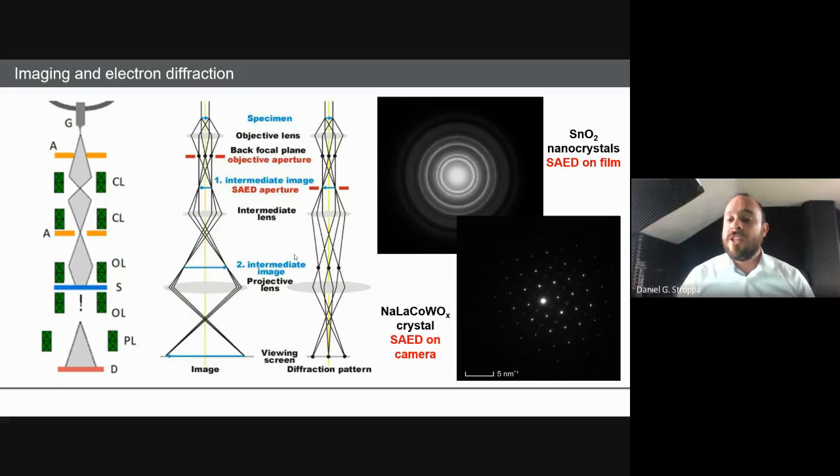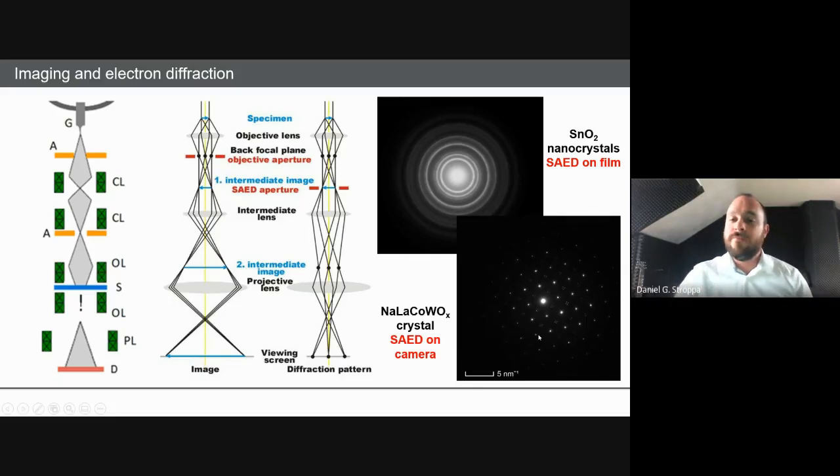And if you push the button and go back to the imaging mode, what you're telling the microscope is, now I want to look at the first intermediate plane. You'll be looking not at the diffraction, you'll be looking at the real image. So this is the region of the sample with multiple particles that generate that diffraction pattern with the rings. Or for the crystal, this is the region of the crystal that generates that nice spot pattern.